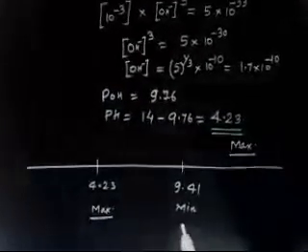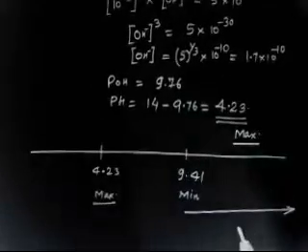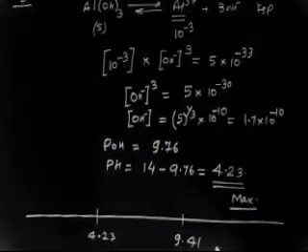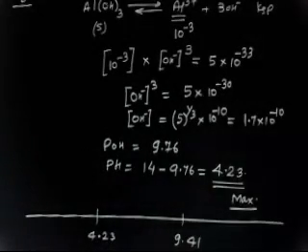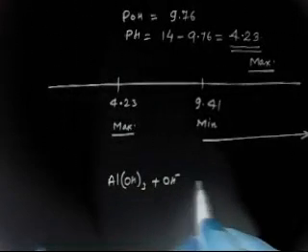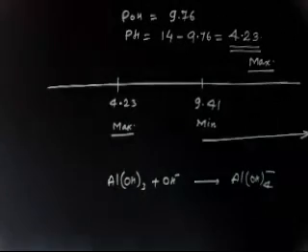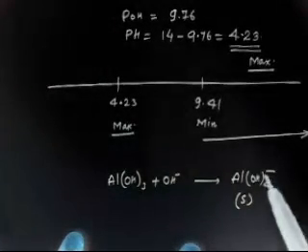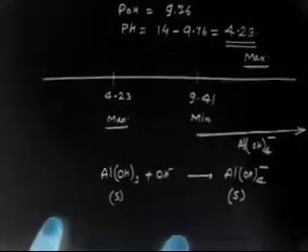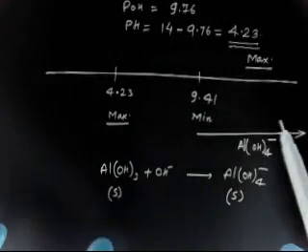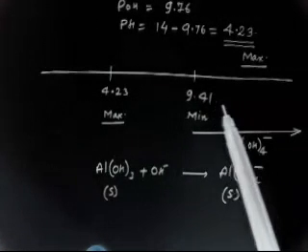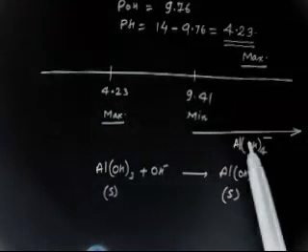If my pH is greater than 9.41, this means you have excess OH minus. In that case, Al(OH)3 will react with OH minus and form Al(OH)4 minus. Are you getting? And this is again soluble. So if the solution is very basic, Al(OH)3 solid will dissolve in the form of Al(OH)4 minus. So any pH greater than 9.41 will dissolve the Al(OH)3, the bauxite ore, in the form of Al(OH)4 minus.